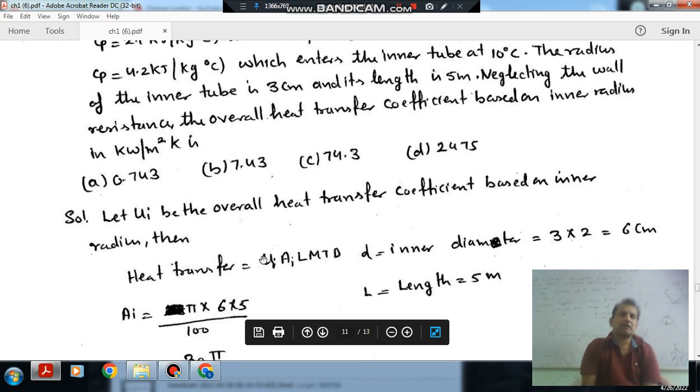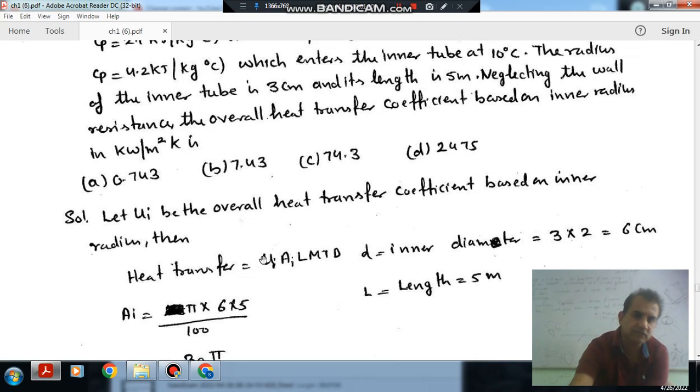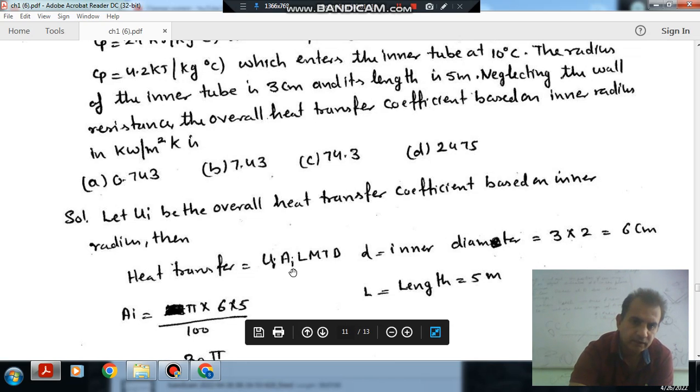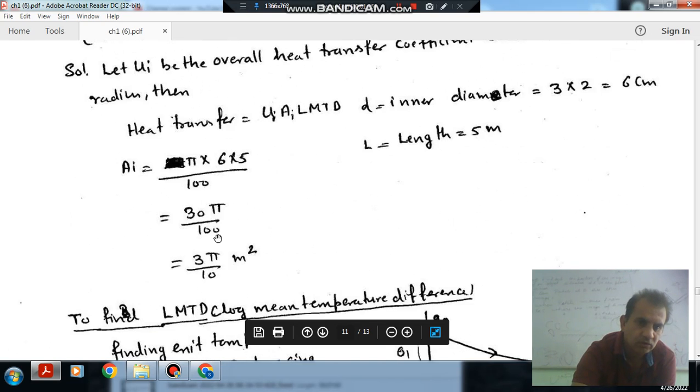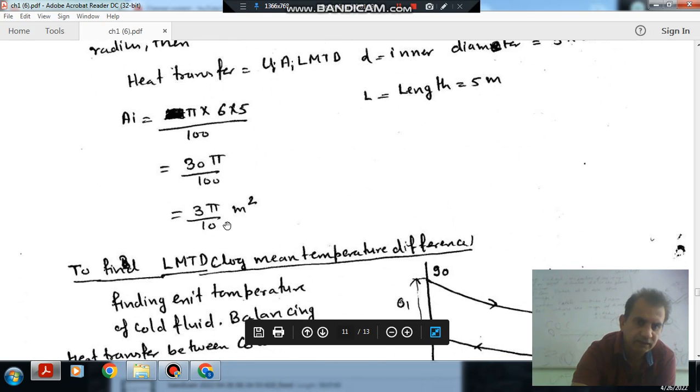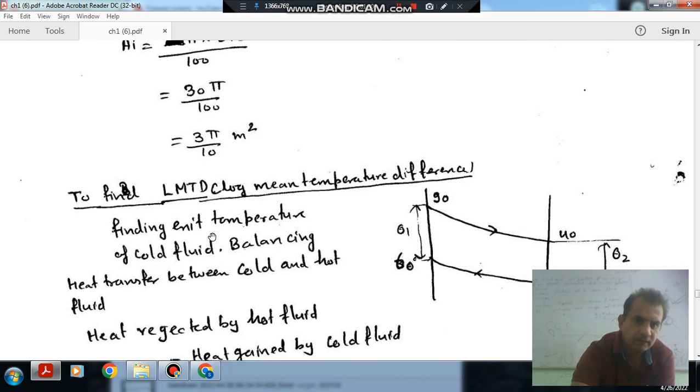Let UI be the overall heat transfer coefficient based on inner radius. Then the heat transfer is given as UI into inner area into LMTD. The inner diameter is 6 centimeter, that is 3 into 2, and length is 5 meter. So AI is pi D L by 100, because we are changing centimeter into meter, or it will be 3 pi by 10 meter square. Now finding the LMTD.